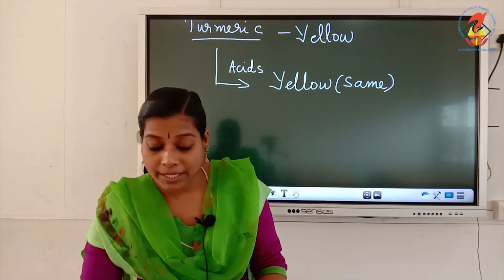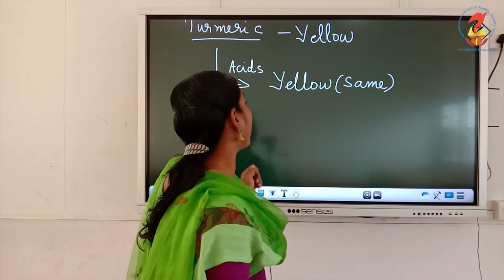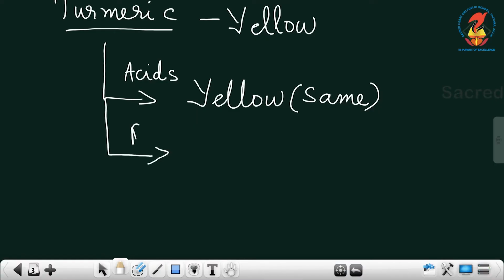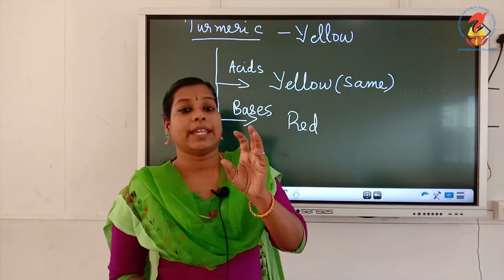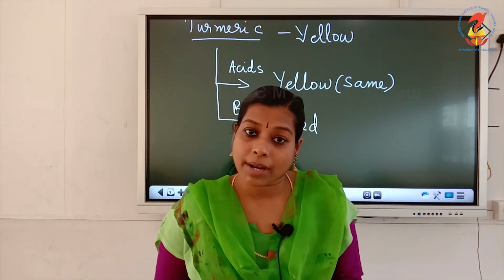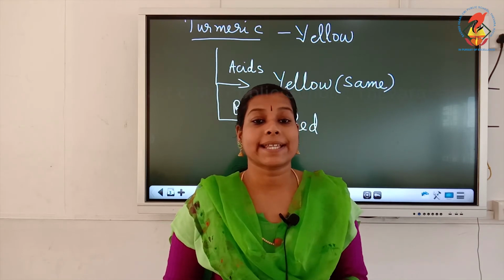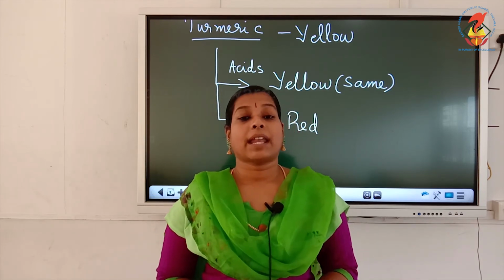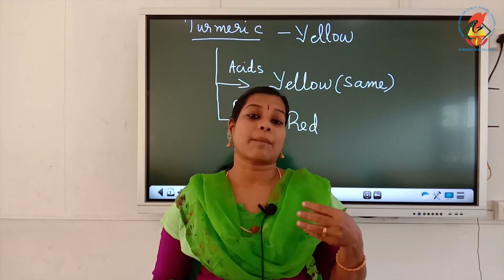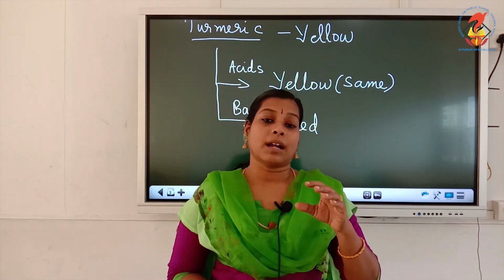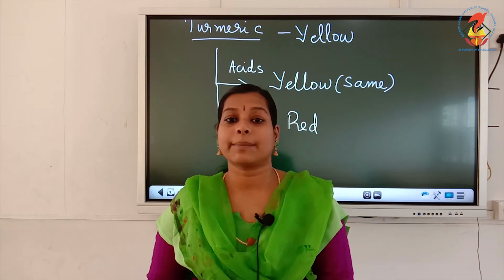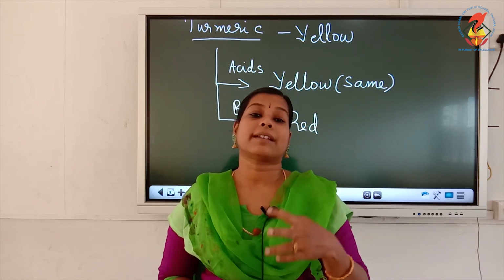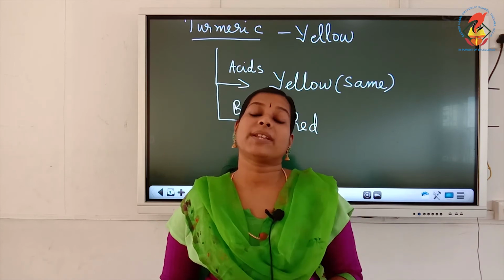So turmeric is a natural indicator; when in contact with the bases, it will change the color to red. Normally, it has that yellow color. In acid also it will be the same color, but when in contact with the bases, it will appear red. You might have observed the same thing when some curry is spilled over dress materials which contain turmeric, and if you wash it with soap or detergent, that yellow will change to red.